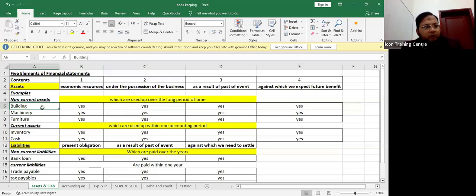So building is your economic resource, yes. Building is now under your possession, yes. Now you have purchased as a result of past event, and the past event was you have paid cash for that, and against which you are expecting future benefit.